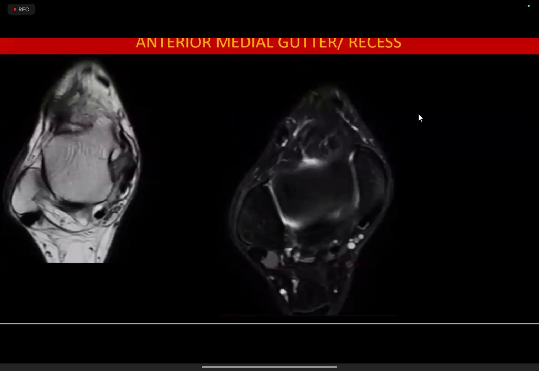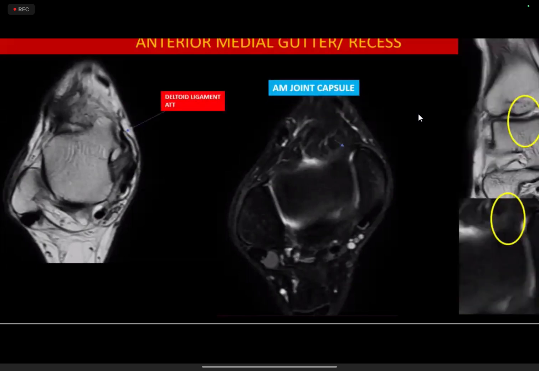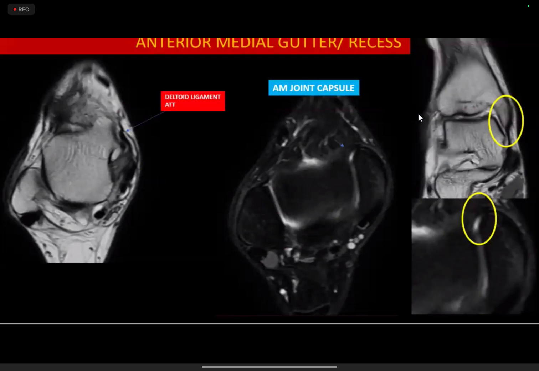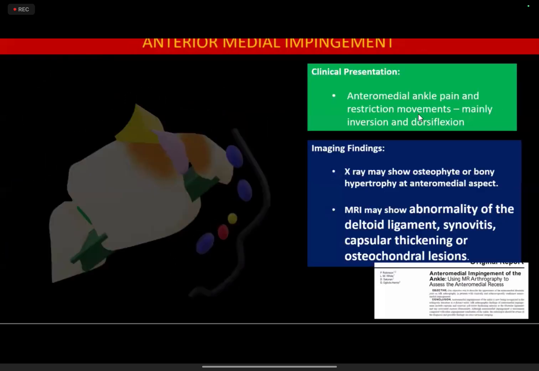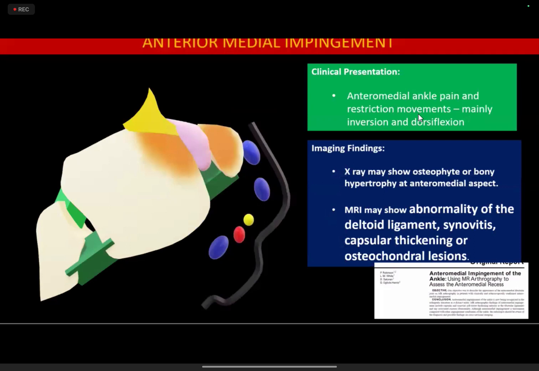Let me try to show you the anterior medial gutter or recess here. So this is the anterior band of the deltoid ligament, and this is the anterior medial joint capsule, and this is exactly the anterior medial gutter or recess, the space that I'm talking about. Patients usually present with pain along the anterior medial ankle. There may be acute injury or chronic repetitive injury, there might be thickening or damage of the anterior tibiotalar ligament, and there might be associated synovitis and bony osteophyte formation.